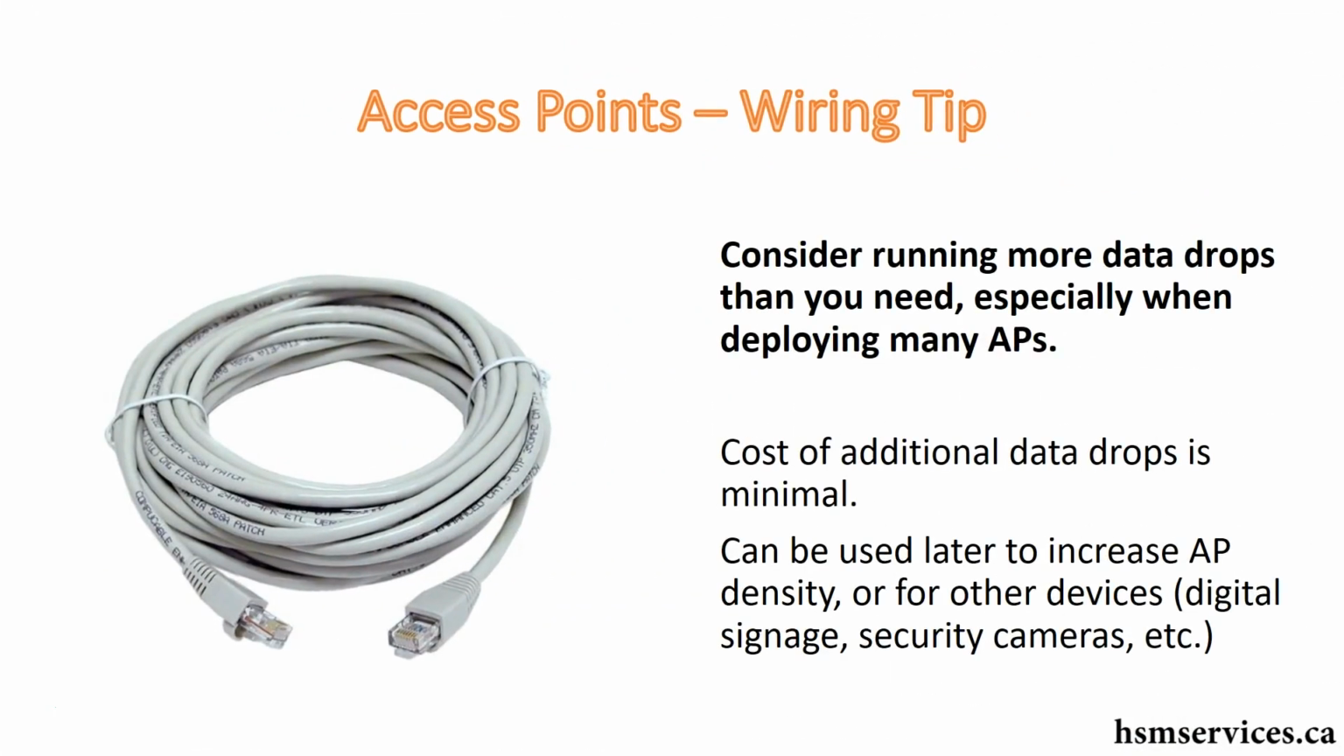So think about also running more data lines than you need, especially in areas where you have lots of APs, and maybe in the future you need to increase the density of the AP coverage, or you can use the data for other devices like signs or cameras or whatever. Running a second cable with the first one, you're basically just paying for the cable. Labor cost is pretty minimal.